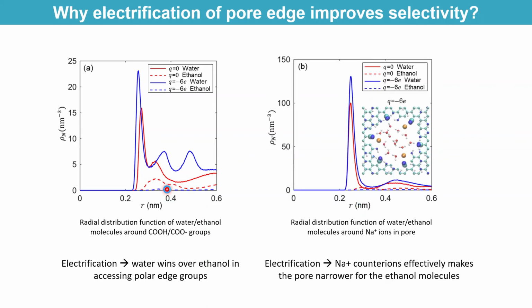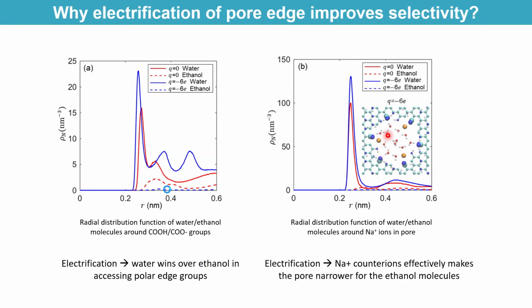Another reason for this is that electrification actually also brings in a counter ion, in this case the sodium ion, into this pore. So now remember, the sodium ion actually became associated with the charged site. Once they do that, this ion will reside in the pore. What they do is they will suck in more water molecules, because water molecules like the ions, which are highly charged. This is indeed what we have seen here, with the radial distribution function of water and ethanol around the sodium ion.